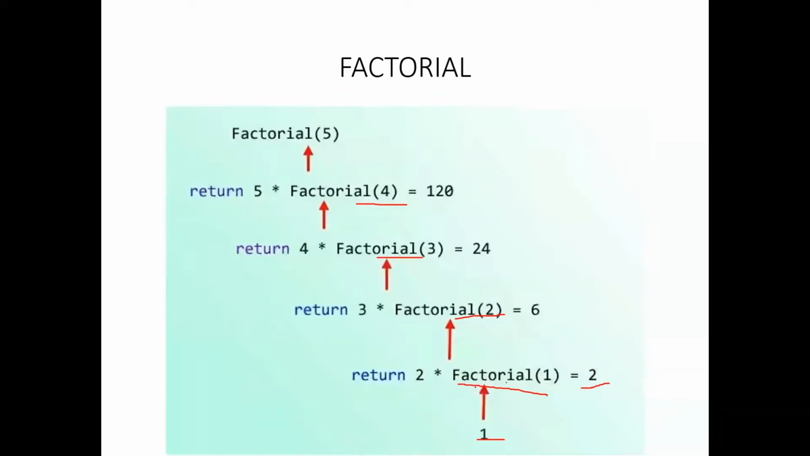Now I got the value of factorial of 2. So this value I am going to substitute over here. So this will be 3 into 2, when I'm replacing factorial of 2 with 2. That value will be 6. So again, I'll backtrack and give the value of 6 instead of factorial of 3. I'll substitute in this expression where it is 4 into 6. You will be getting the answer as 24.